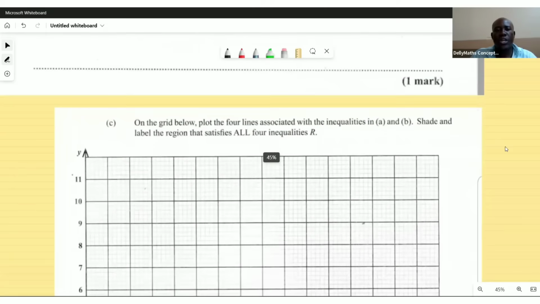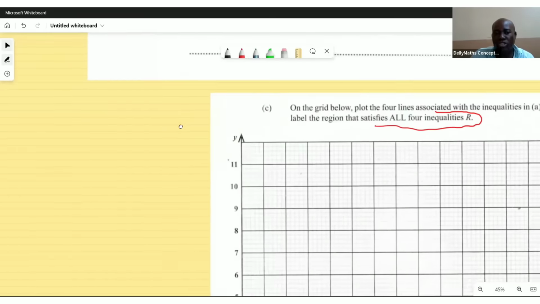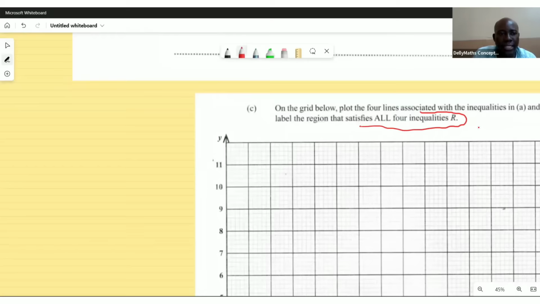The question says, on the grid below, plot the 4 inequalities associated with the inequalities in A and B, then shade and label the region that satisfies all 4 inequalities. We want to label it R. For every inequality, there is a line associated with it. For the inequality X plus Y greater than or equal to 8, the line associated with that is X plus Y equals 8. So we want to get that line now.